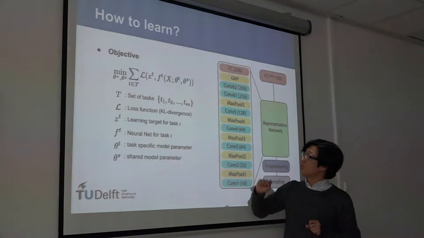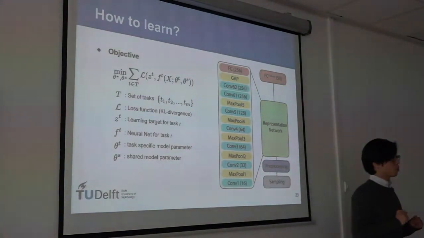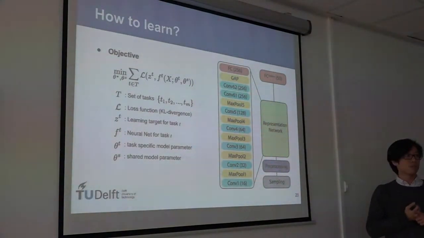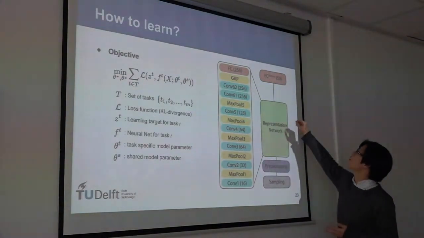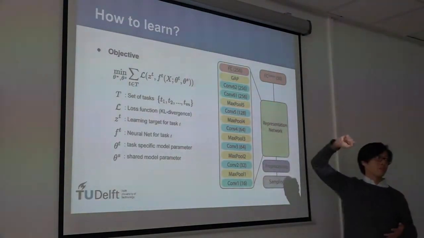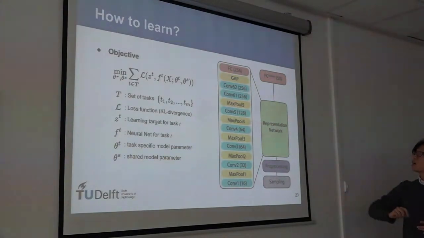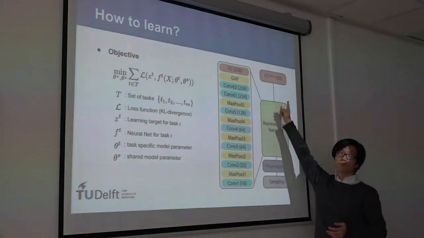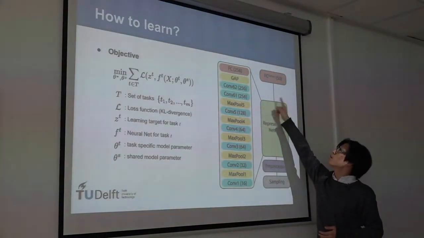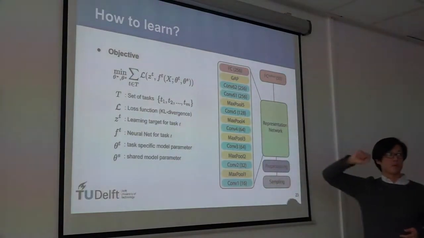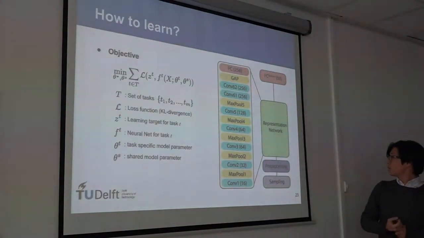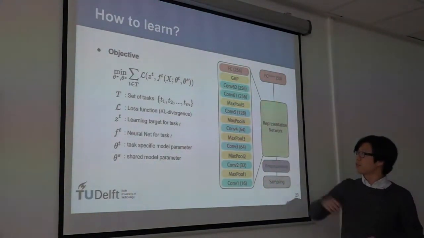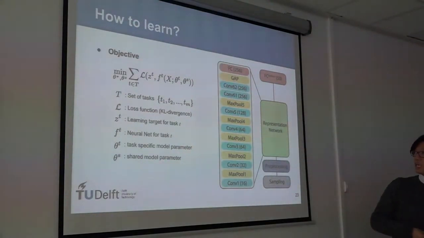For the loss function, we choose KL divergence because all of our learning targets are now processed into categorical distributions. The output of our network has a softmax nonlinearity, so we can also get a probability distribution of fixed length k, the same as our latent topics. And we have a neural network and a learning target z and parameters.